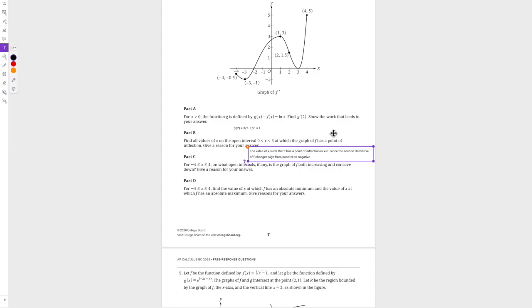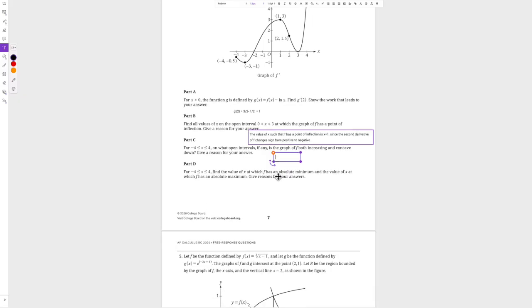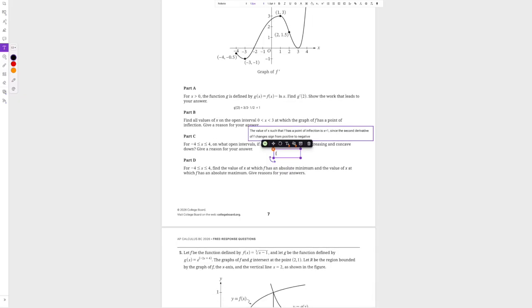What does this mean? Concave down, remember we were just talking about it in part B. Concave down is when the second derivative is negative. So the only point at which you have a negative second derivative is here. Because here this is also concave down, but the graph of f is decreasing, not increasing. So the only range is going to be from 1 to 3. So your open interval is going to be 1 to 3, since f prime is positive, which means increasing, and f double prime is negative. And there we go, just from 1 to 3.